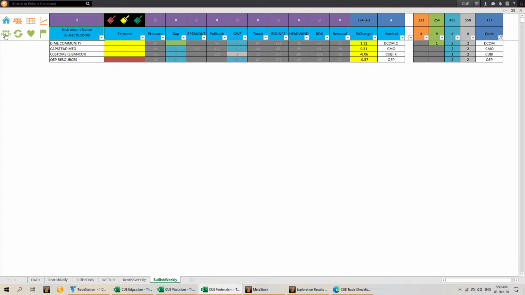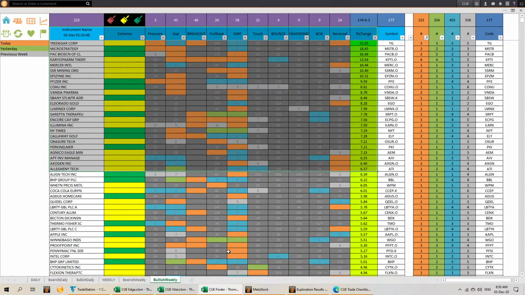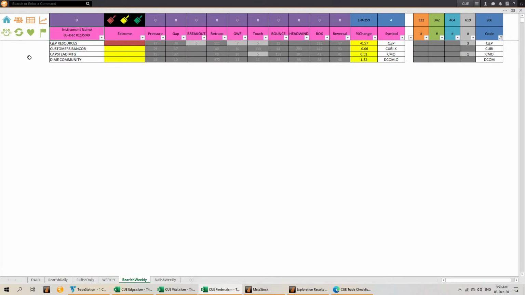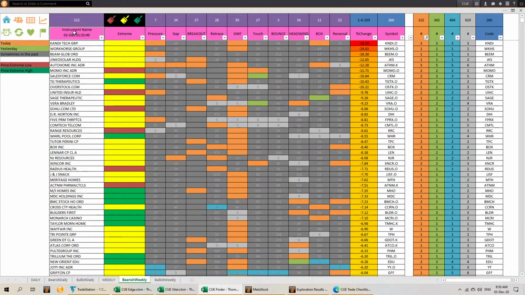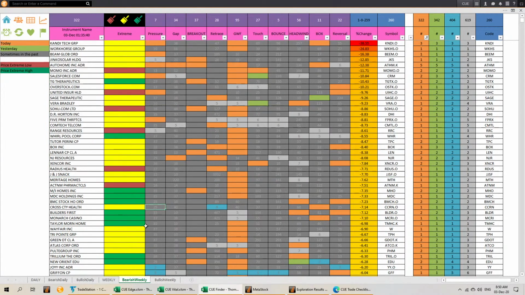And to get all the data, I may click the alarm icon that is showing all the weekly bullish signals of today in the bullish weekly tab. And if I click the alarm here, it is showing all the bearish weekly signals for this week, the bearish weekly tab. You might look for trade setups from there. I don't do that usually.